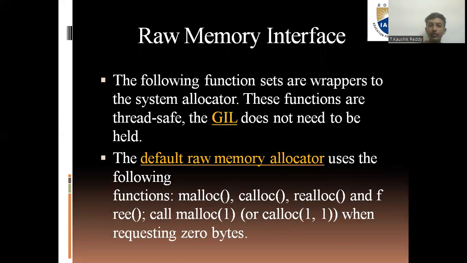So the raw memory interface. The following function sets are wrappers to the system allocator. These functions are thread safe. The GIL does not need to be held. The default raw memory allocator uses the following functions: malloc, calloc, realloc, and free. It calls malloc or calloc when requesting 0 bytes.